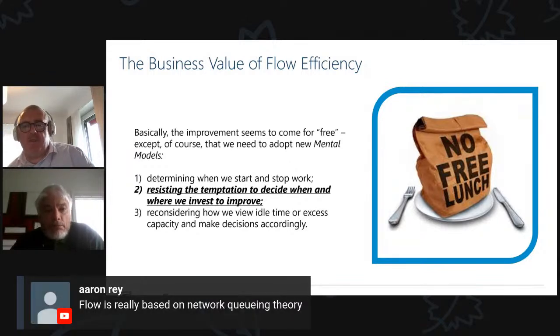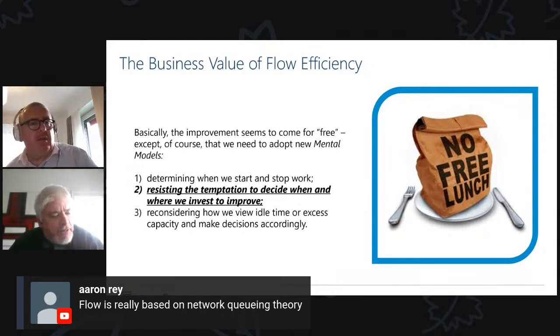I have a comment from Aaron Ray. I hope I pronounced your name properly, Aaron. He says flow is really based on network queuing theory. That's kind of like Don Reinertsen says as well. How do you feel about Aaron's comment there? Say again. Flow is really based on network queuing theory.